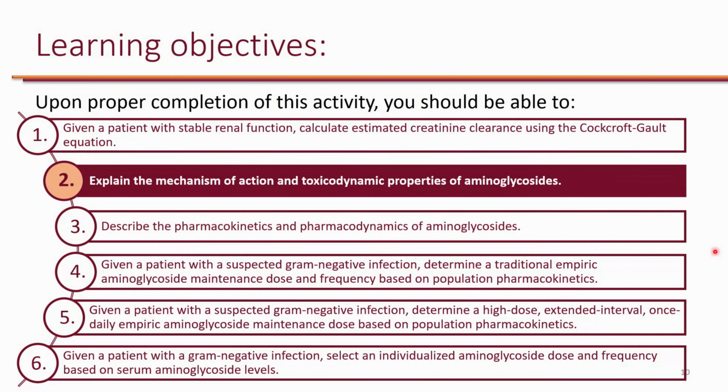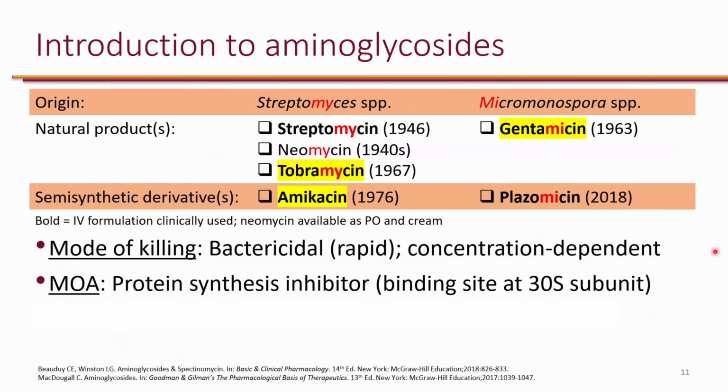We looked at estimating creatinine clearance using the Cockcroft-Gault equation. Now, the next learning objective is to explain the mechanism of action and toxicodynamic properties of aminoglycosides.